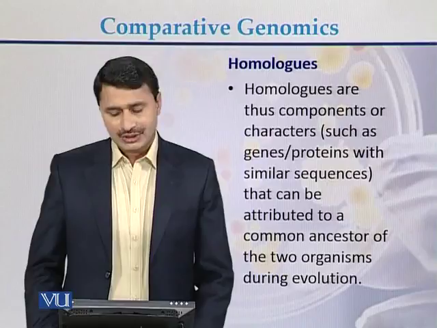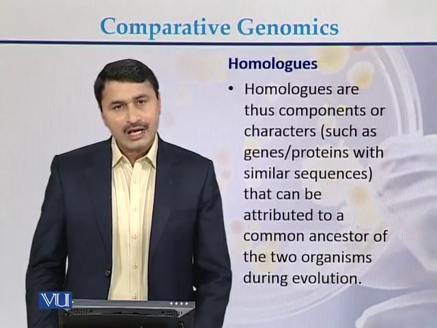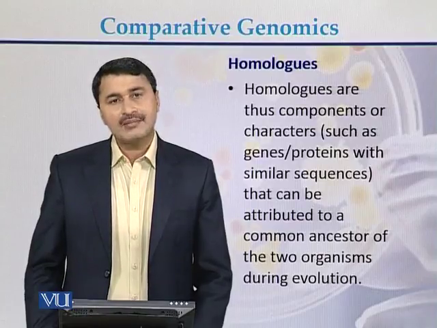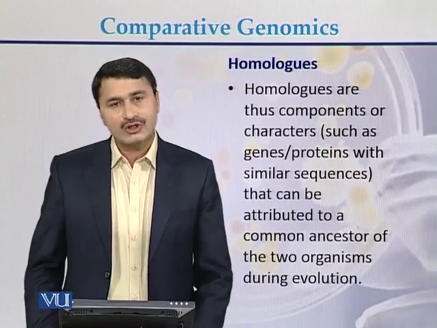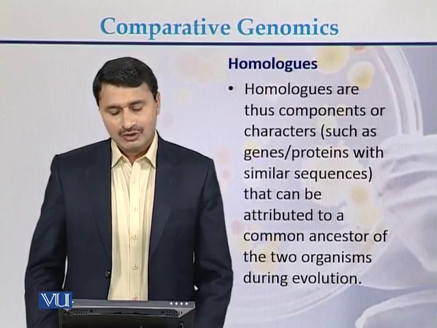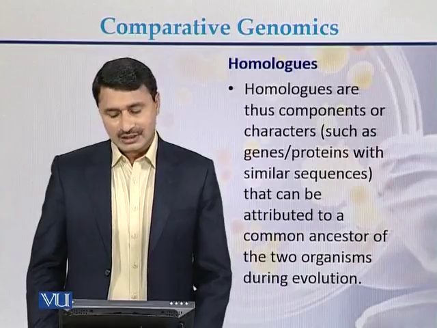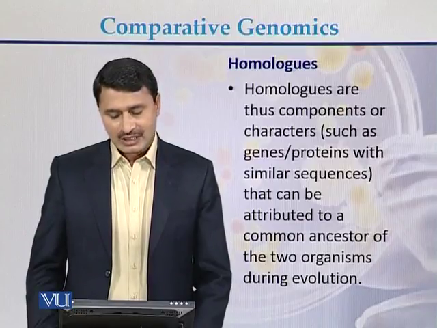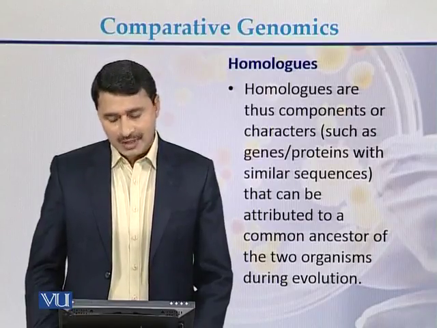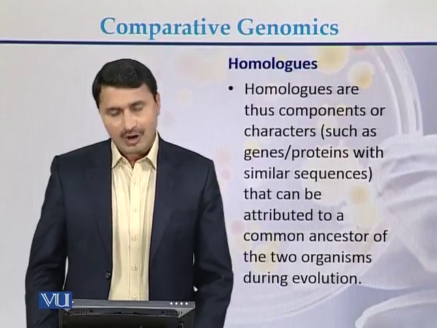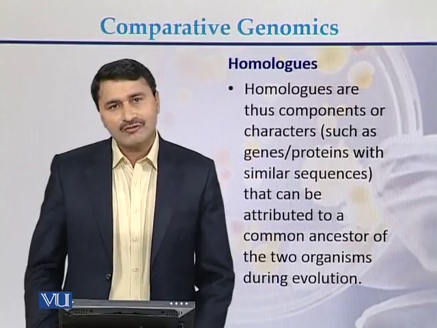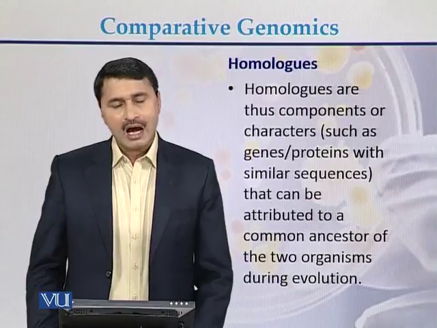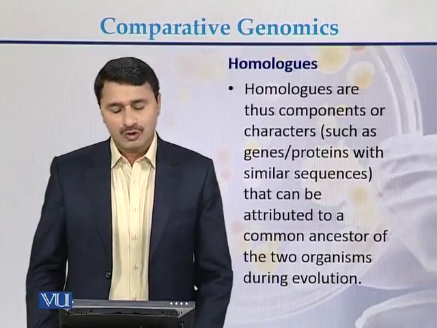So what are homologies? Homologies are components or characters, which can be genes or proteins, that can be attributed to a common ancestor of two organisms. If two characters, in the form of genes or proteins, can be attributed to a common ancestor and have evolved in two different organisms through evolution, such a pattern is called homologies.